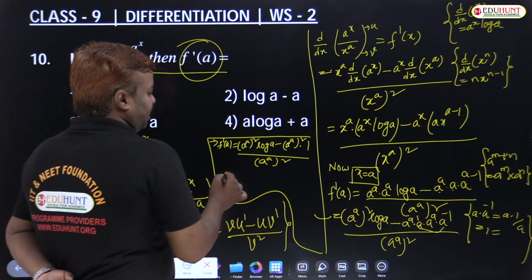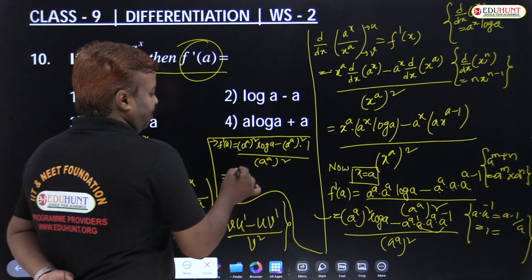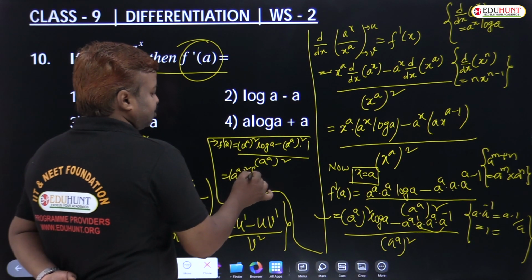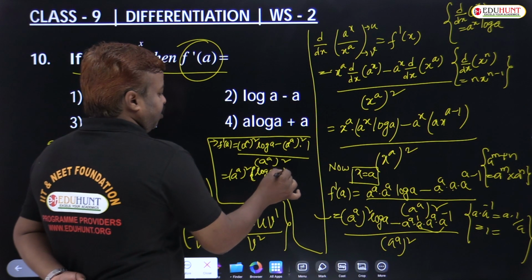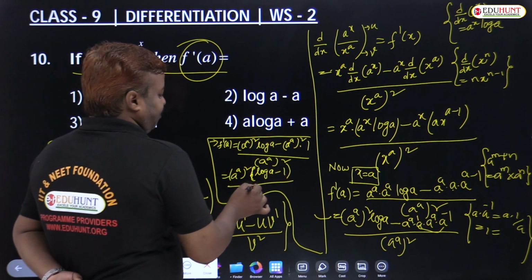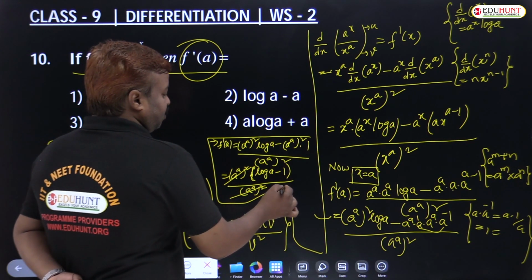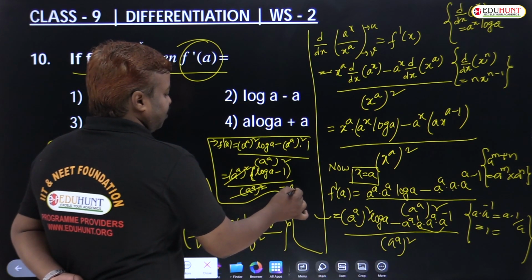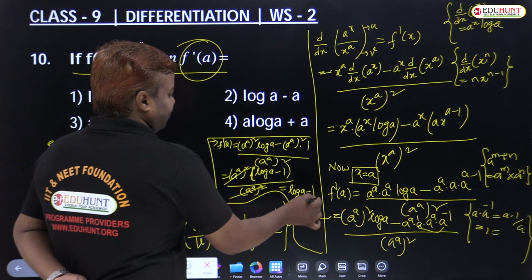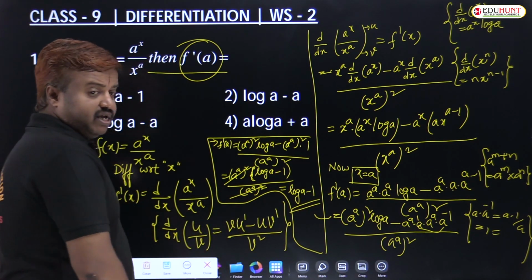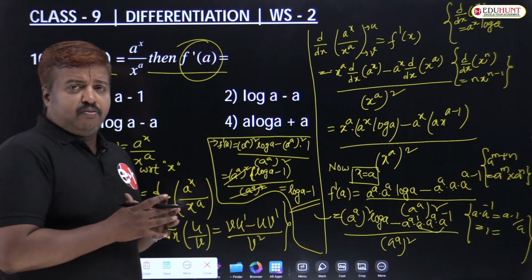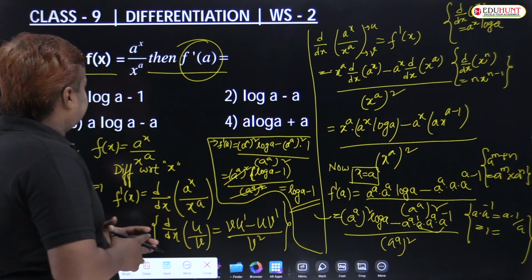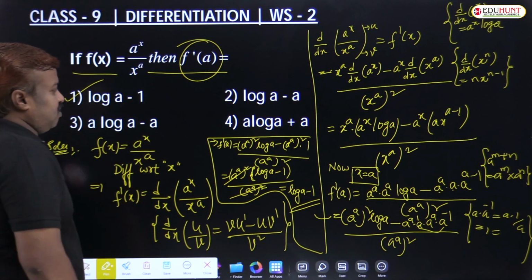Now I will take a power a whole square as common here: log a minus 1 by a power a whole square. Then you can cancel these two. So f dash of a is log a minus 1, which is the final answer. Look at where it is in our options: log a minus 1 is in option number 1.